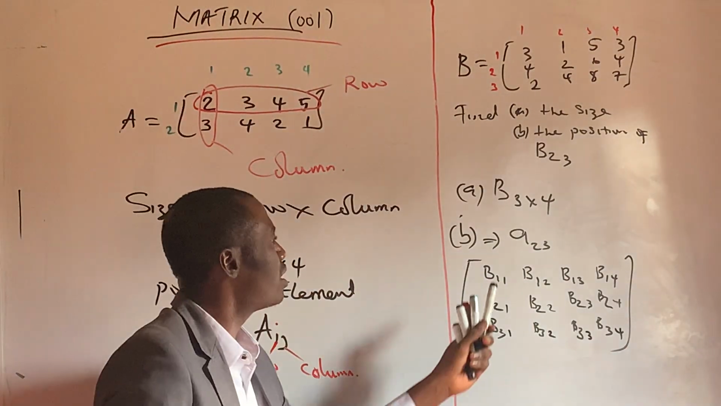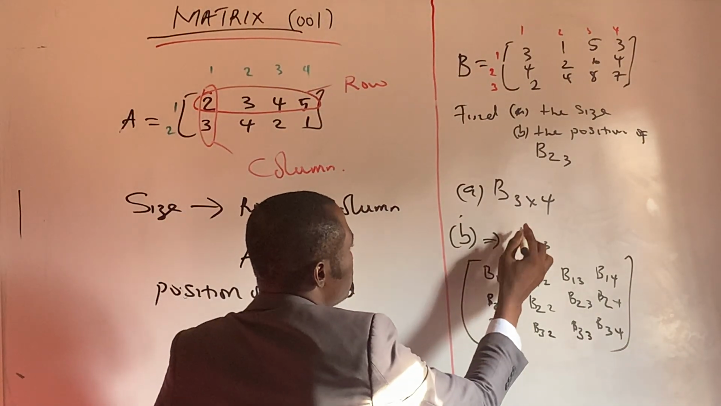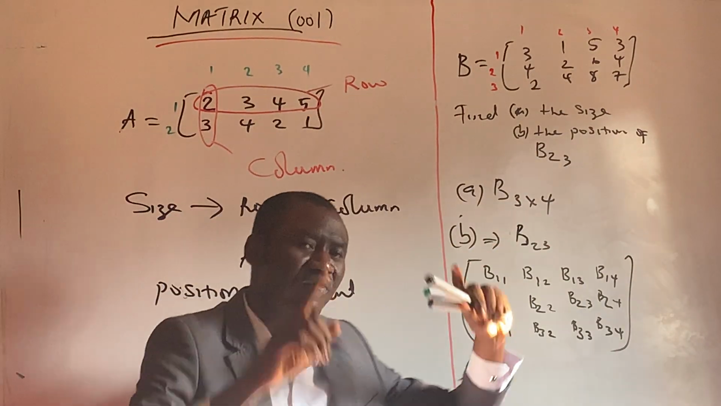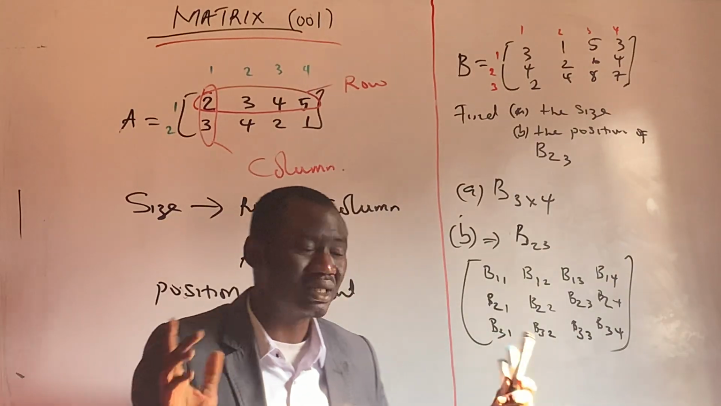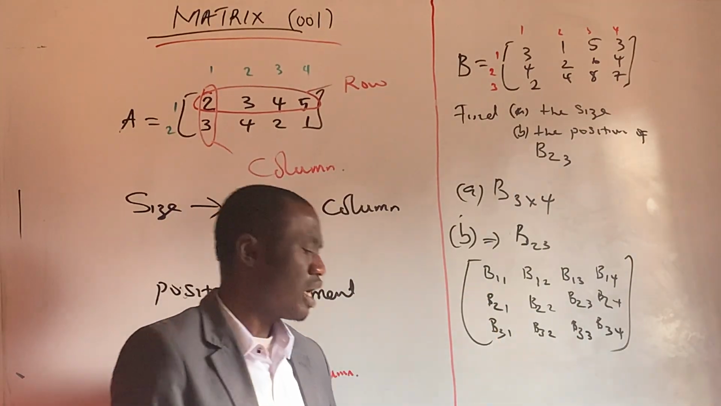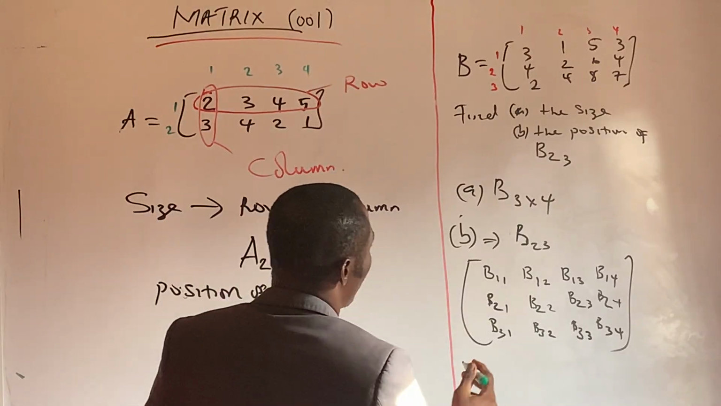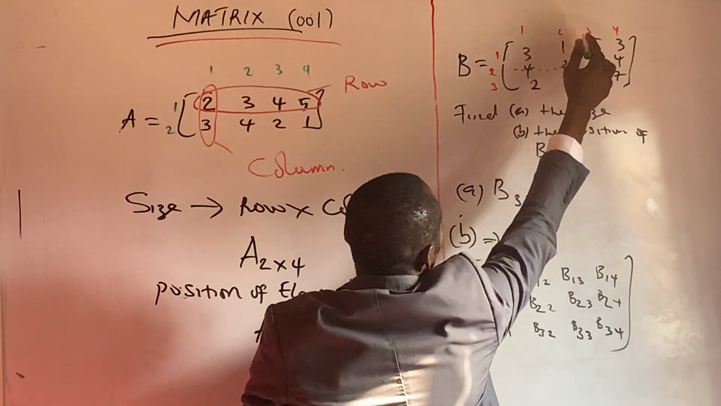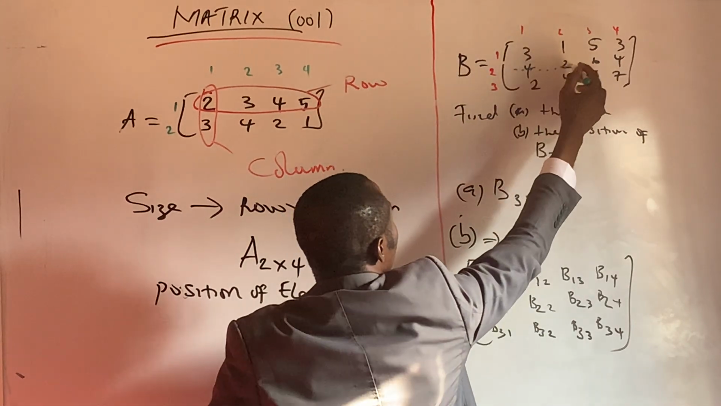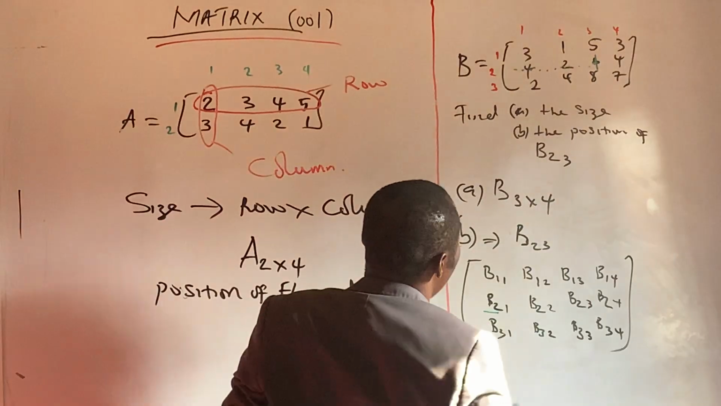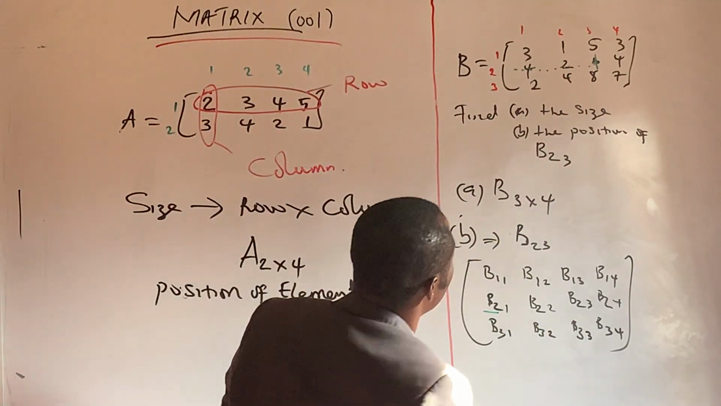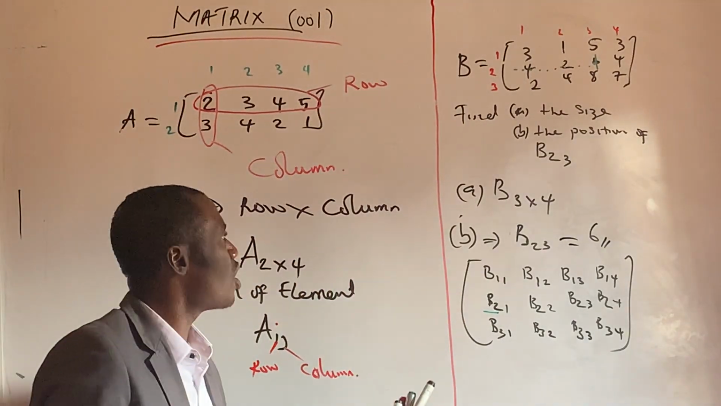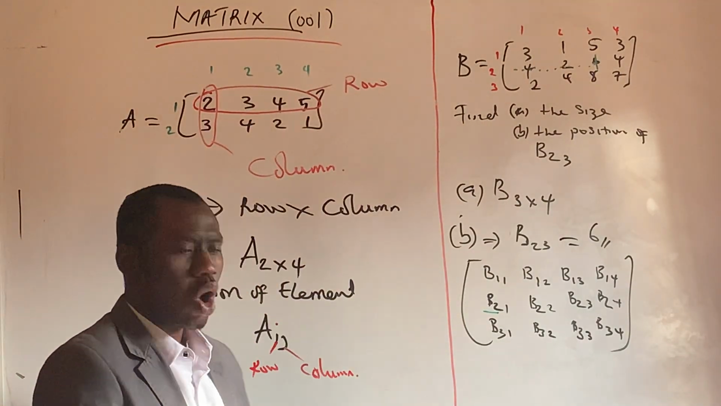Now, we are asked to find position B23. I could have used A if the matrix was matrix A. Understand why I changed it to B23. To find B23, I need to know that this is where my B2 is. So I go to B2: this is B21, B22, so this is B23. And B23 is simply 6. The number there is 6. So this is how to find the size of the matrix and the position of an element in a matrix.